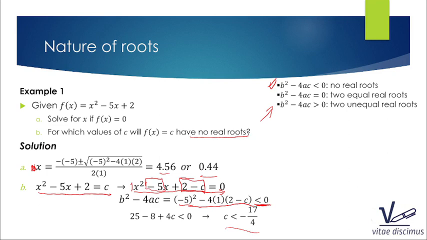You can get another question that says, for what values should you have real roots? So remember, when it just says real roots, it includes the equal and the unequal case. So for real roots, your b squared minus 4ac must be greater than or equal to 0. And for two unequal real roots, that's when it's only greater than 0.